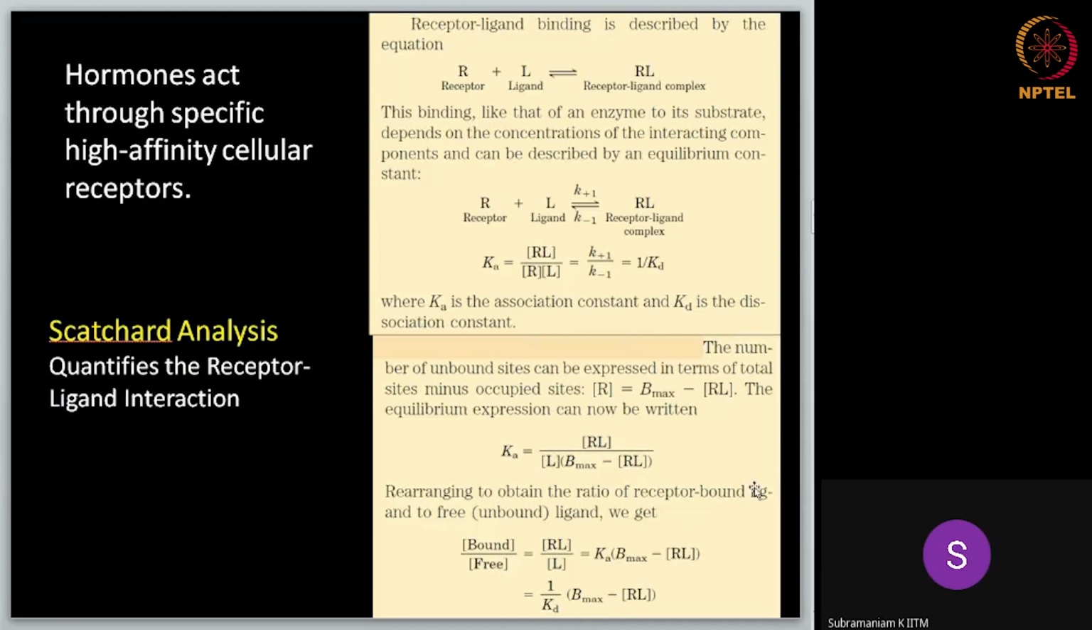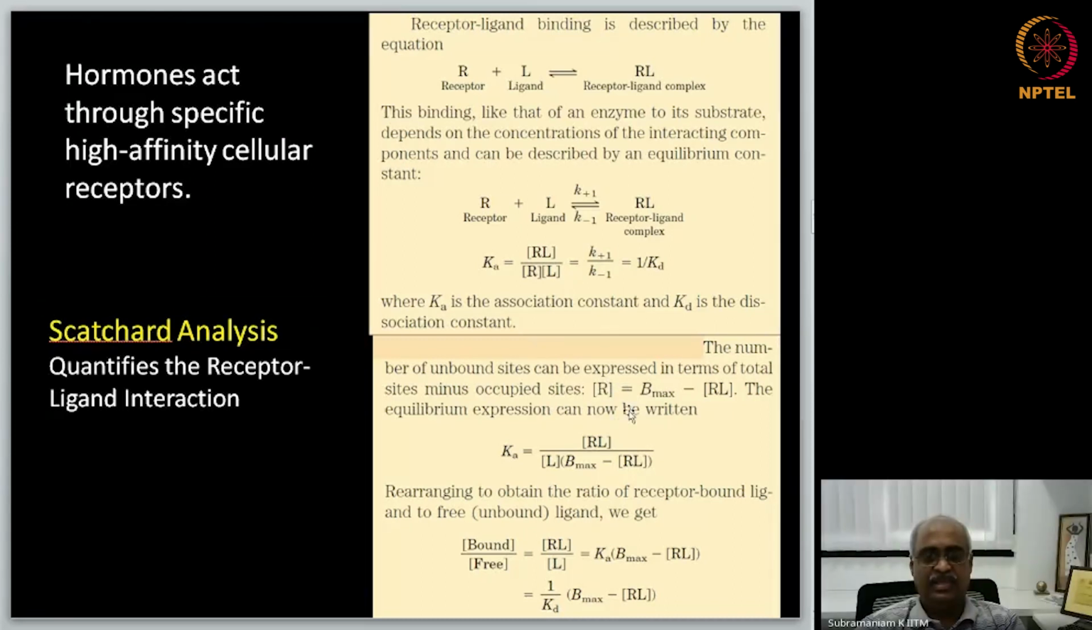And to introduce a little bit of complexity such that we can actually have a straight line that can be used for quantification, that is what is Scatchard analysis. Scatchard is the person who came up with this kind of equation and this graph for quantification of receptor and ligand interaction. And for that, we make some substitutions. For example, the free receptor will be equal to the maximum sites that are available for binding minus the already bound form.